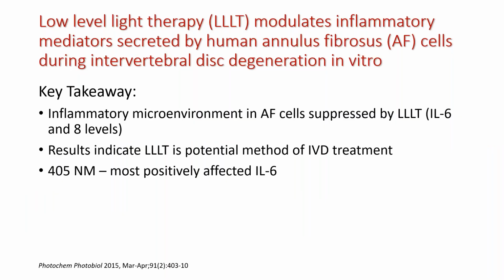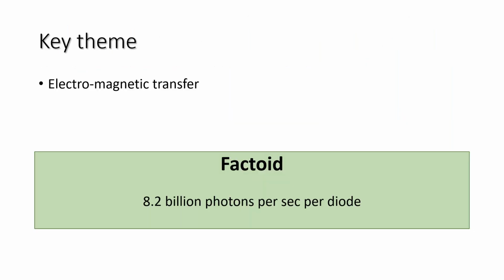In this study, interleukin 6 and 8 were able to be attenuated greatly by the use of low-level laser. The 405 violet light most positively affected interleukin 6, and the red light most positively affected interleukin 8. So that means you're either putting the EVRL on the lower back, adding the FX635, or maybe doing a combo somewhere down the line. Here's the takeaway.